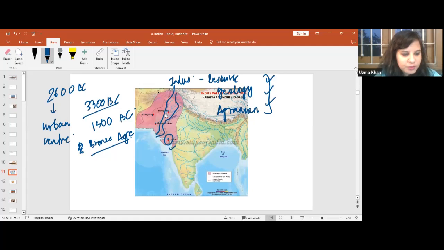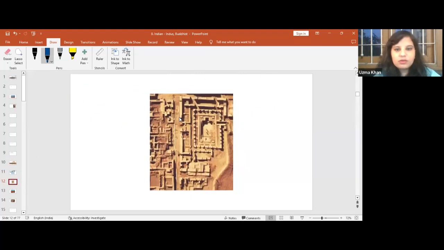Now the major urban regions, as you can see, are all located in parts of Punjab, Rajasthan and Gujarat. And the first site which was excavated was Harappa, which was located along the river Ravi. I'm sure you are acquainted with all the major sites and the civilization. You must have studied it in your schools as well as in architecture.